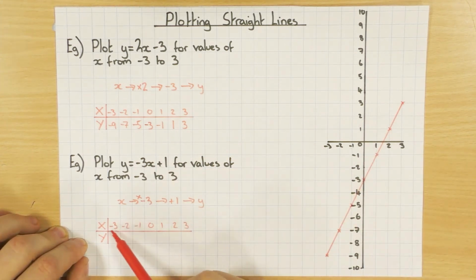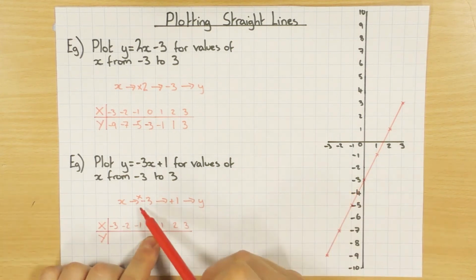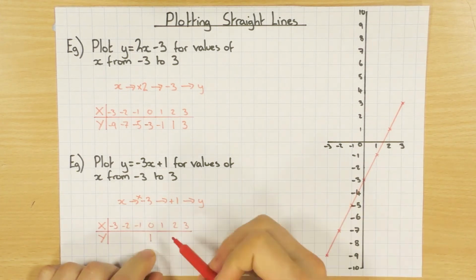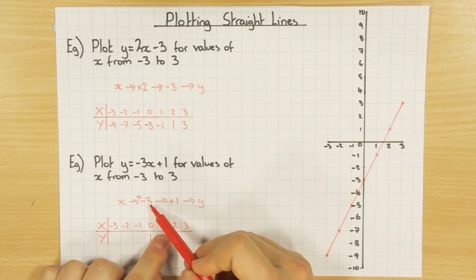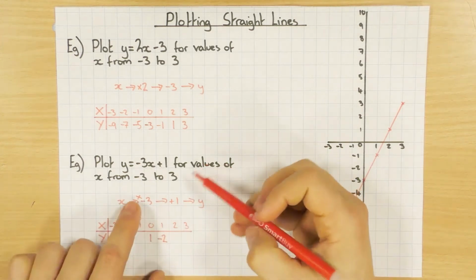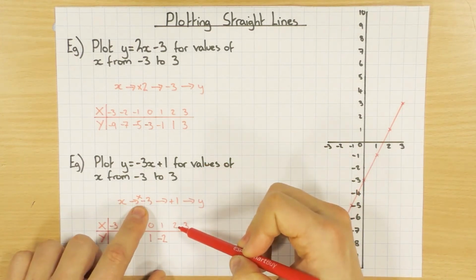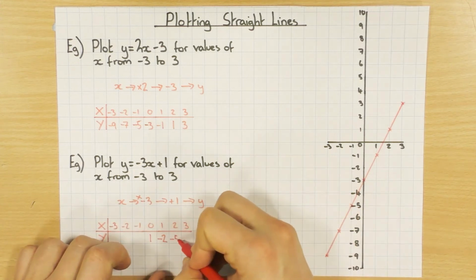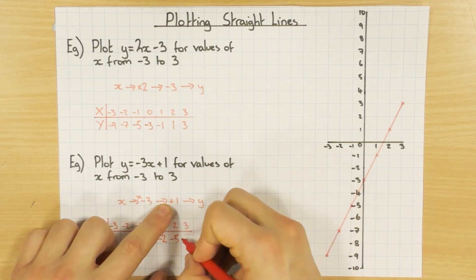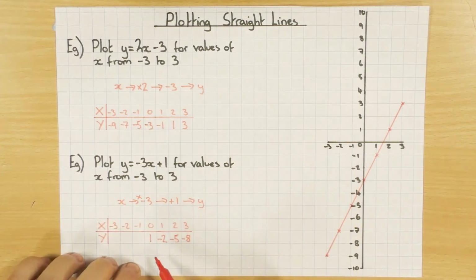So again, I'm going to ignore the negatives now, because they're a bit tricky, and I'm going to start with 0 and do the positives. So 0 times -3 is 0, plus 1, 1. 1 times -3, well, that's -3, plus 1, -2. 2 times -3 is -6, plus 1, -5. And 3 times -3 is -9, plus 1, -8. So here you can see it's going down in 3s. So if I go the other way, it must go up in 3s.